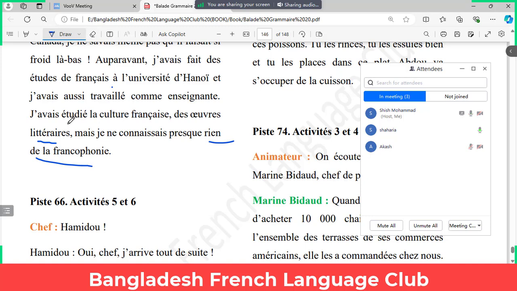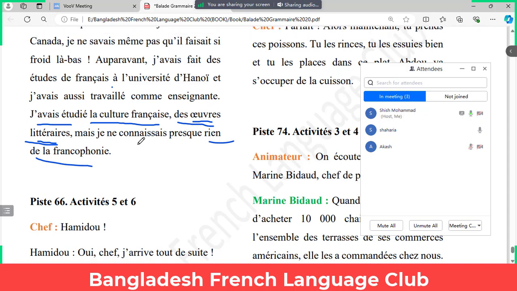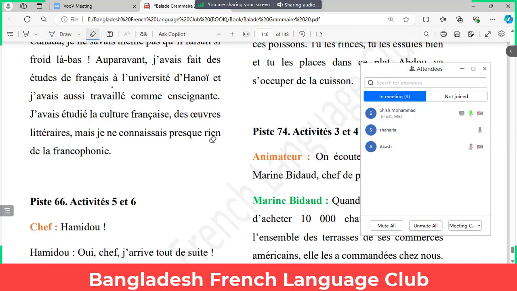She's saying that j'avais étudié, I had studied la culture française, the French culture, des œuvres littéraires, I mean the literary works. Œuvre means works. It is not the work that we do in our field or in a company or in a factory. It's a literary work, like writing a novel. So des œuvres littéraires means literary works. Mais je ne connaissais presque rien. Please take note: presque rien means almost nothing. Presque means almost, rien means nothing. So she's saying, but I knew almost nothing de la francophonie, about the French speaking world. Okay, so now you understand.